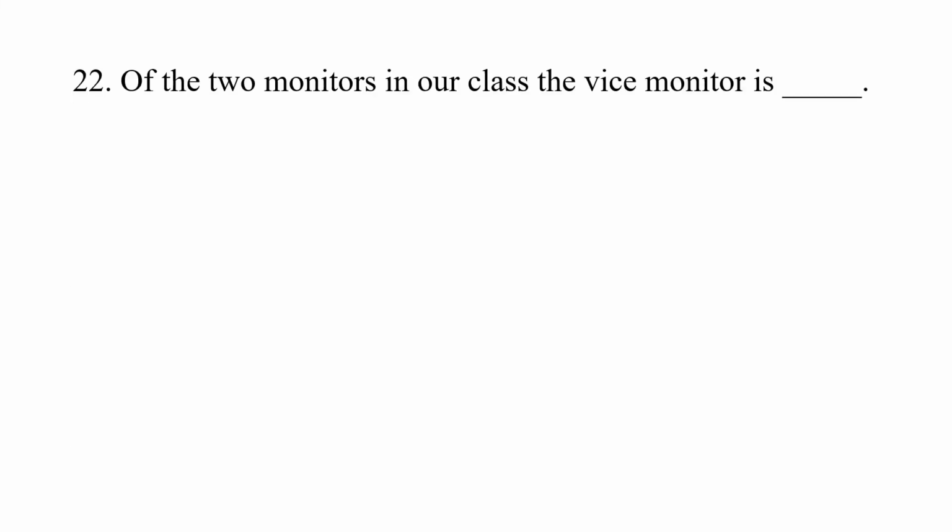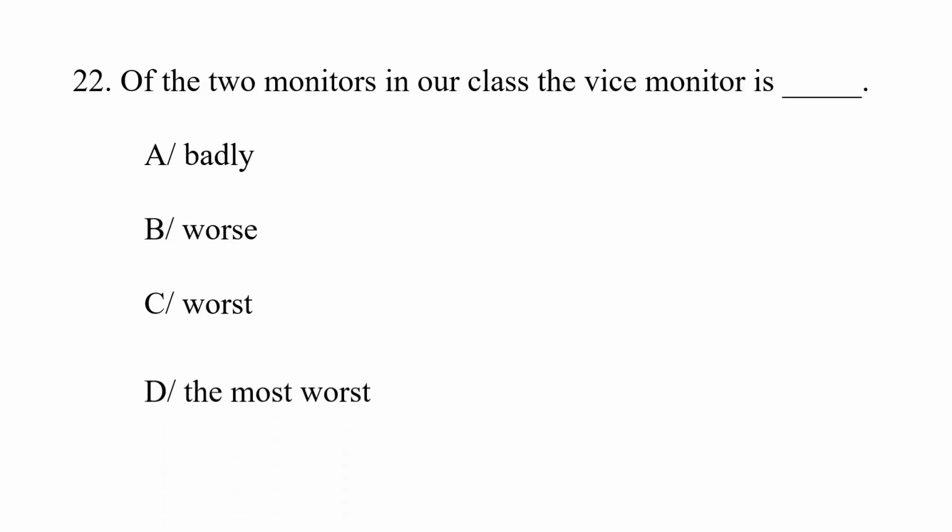Question number 22. Of the two monitors in our class, the vice monitor is dash. A, badly. B, worse. C, worst. D, the most worst. The answer will be B, worse.